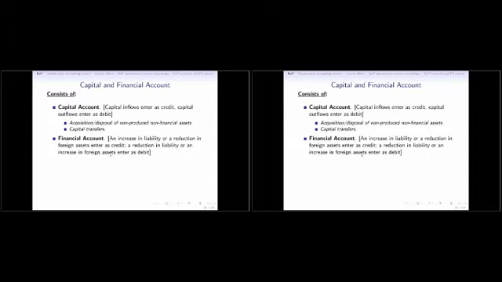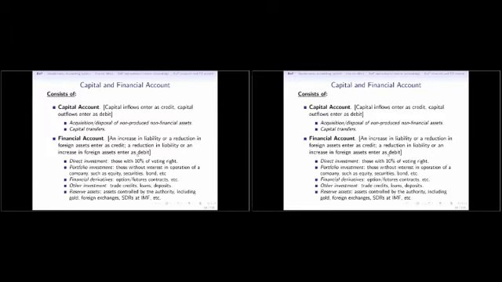Okay, same thing. Let me go through this conclusion again one more time. As long as you have an increase in liabilities to foreigners, then you will have a credit entry, similar to a reduction in foreign assets. And if you have a reduction in liabilities to foreigners or an increase in foreign assets, you should have a debit entry.